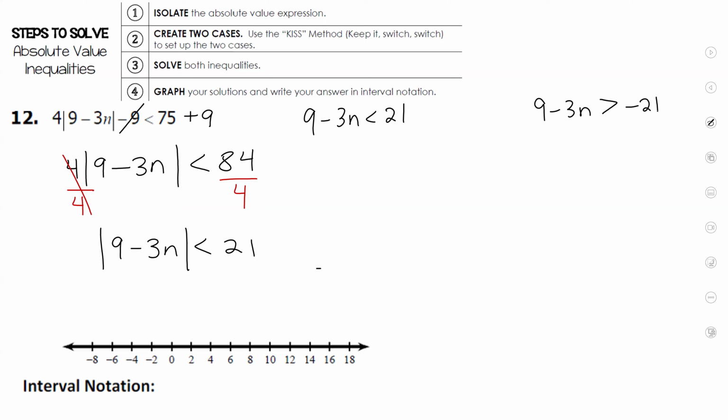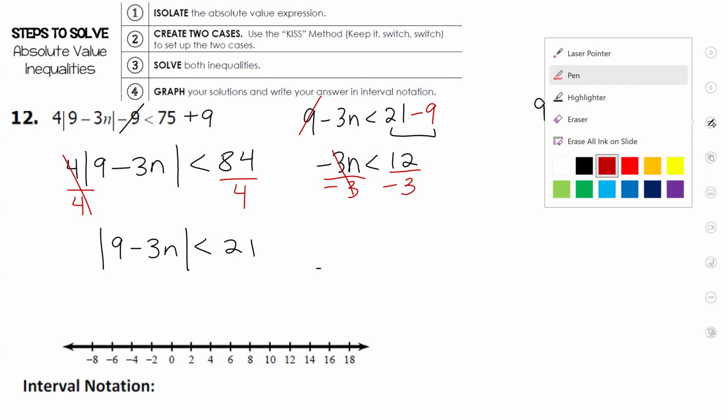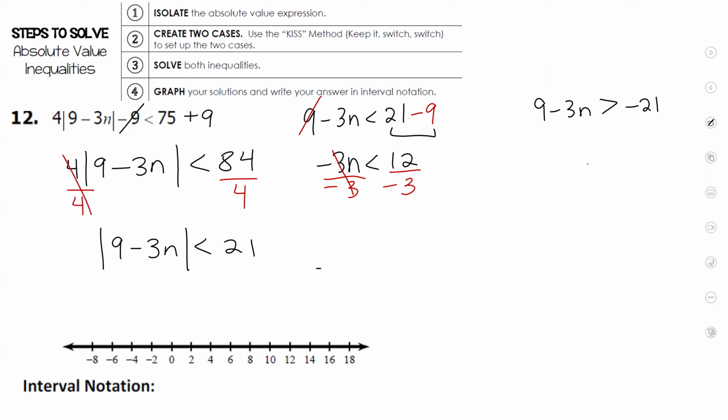And then we solve. So I'm going to subtract 9. We have negative 3n is less than, what is this? 3. What is this? Okay, guys, did I divide by a negative? Yes, I divided by a -3 this time. That means the sign will flip. So this is now n is greater than -4.